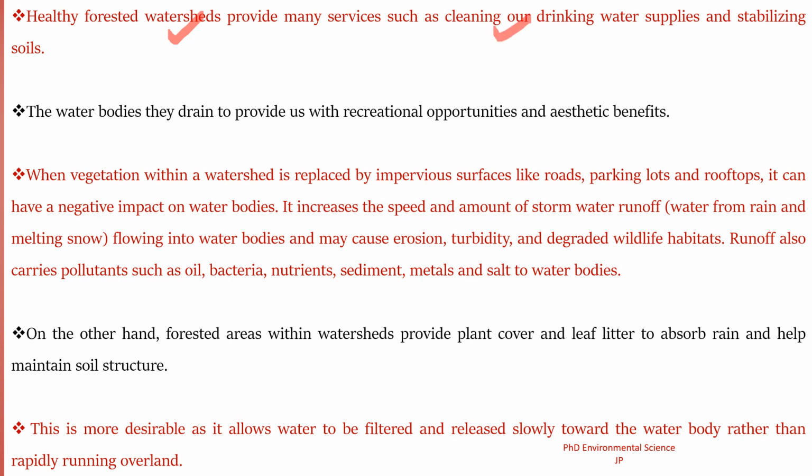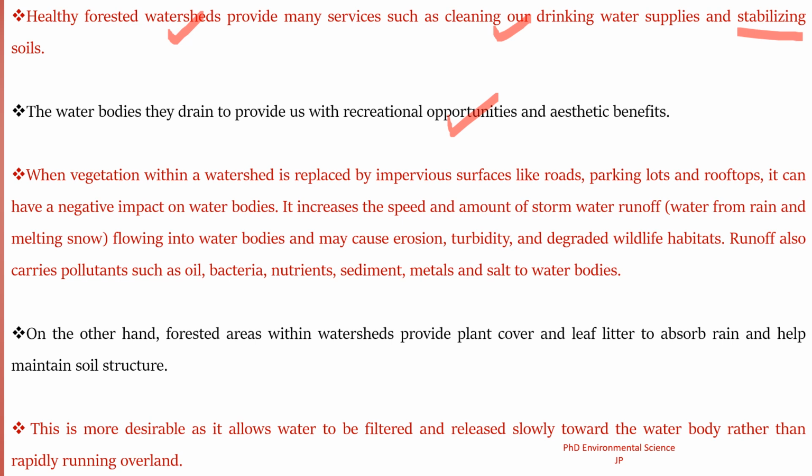This process helps to maintain clean drinking water supplies. The root systems of the trees and plants help to bind soil together, preventing erosion. This stabilization reduces the amount of soil that gets washed into water bodies, which can otherwise lead to increased turbidity and degraded aquatic habitats. Forested watersheds also provide a range of recreational and aesthetic benefits. They create natural landscapes for activities like hiking, bird watching, and fishing, and contribute to the overall beauty of the environment.